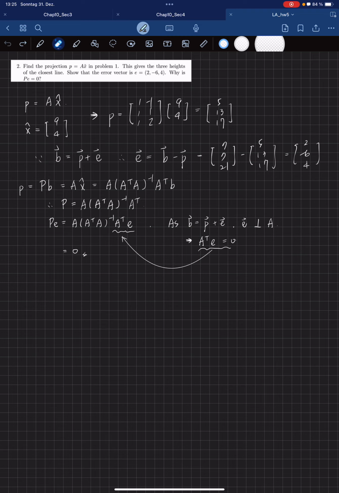We can just compute for our error vector directly, and we in fact get (2, -6, 4), which is exactly the vector that the question suggests. And now, why is big P multiplied by E equal to 0?